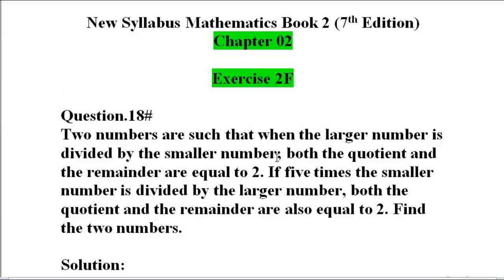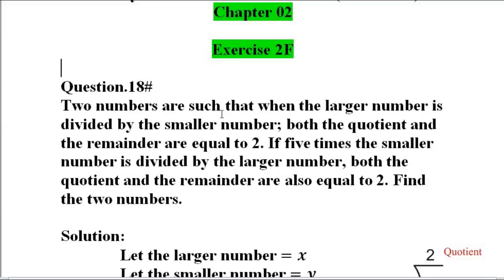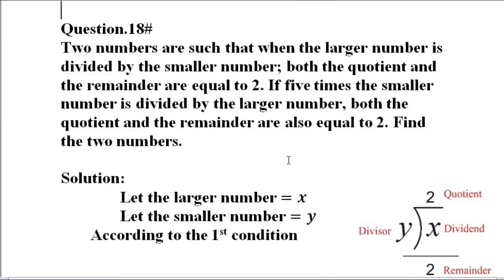Now, I am going to read the statement of question 18, which states that two numbers are such that when the larger number is divided by the smaller number, both the quotient and the remainder are equal to 2. If 5 times the smaller number is divided by the larger number, both the quotient and the remainder are also equal to 2. Find the two numbers. The solution to the question is to find the required numbers.